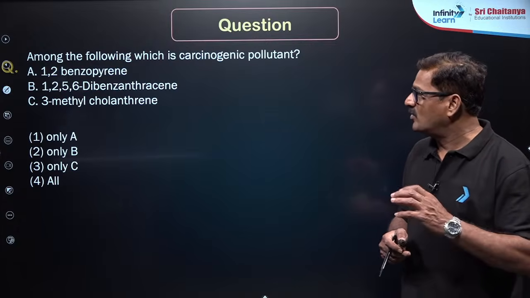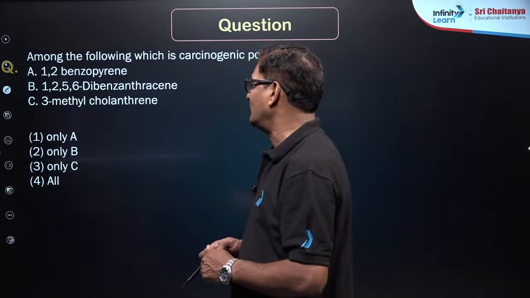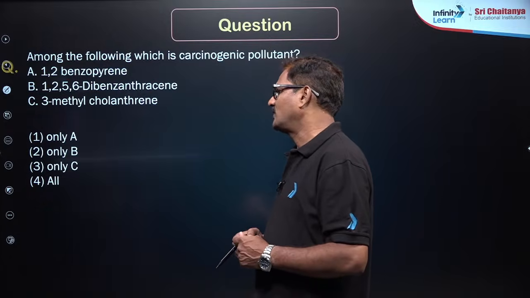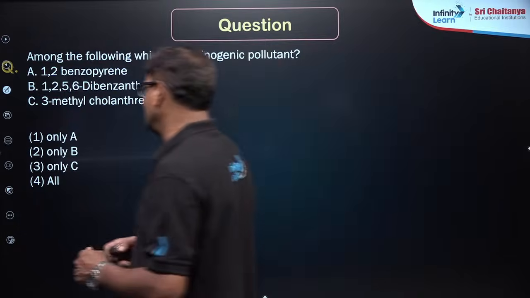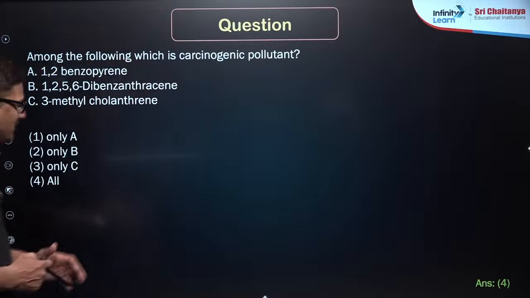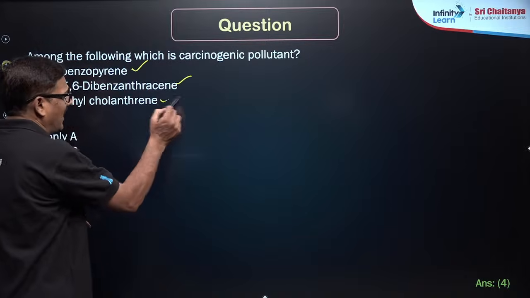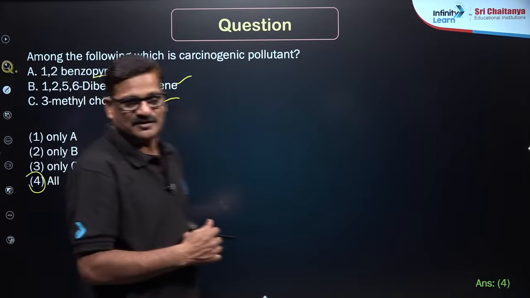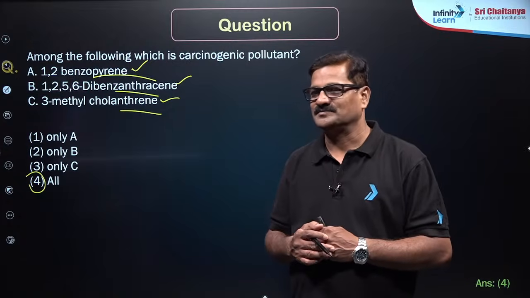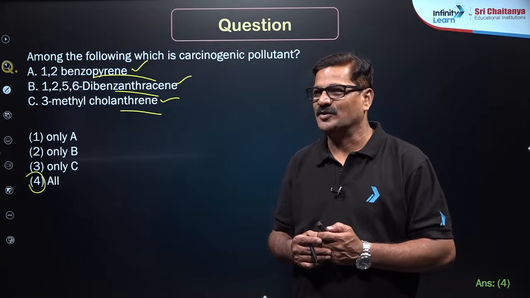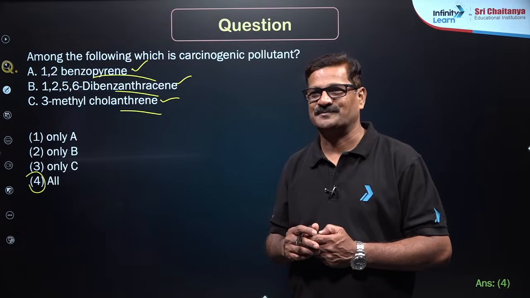Or a question: among the following, which is a carcinogenic pollutant? 1,2-benzopyrene, 1,2,5,6-dibenzanthracene and 3-methylcholanthrene. And I strongly feel it is all the above. Haven't you heard this ever? And these are there in the NCERT textbook. In the NCERT textbook. Okay, fine. It is there in the NCERT, children.